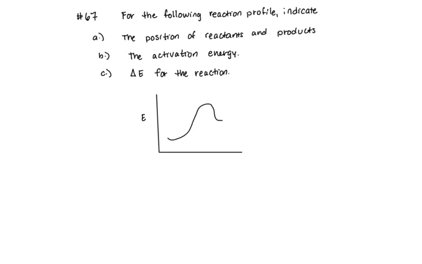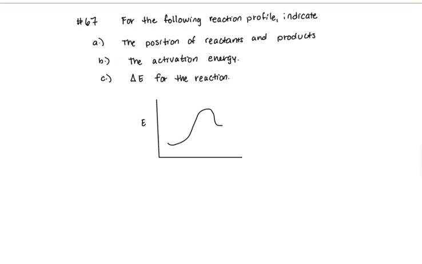All right, so we're going to be looking at question number 67 from Zumdahl, and this is covering chapter 12 on chemical kinetics. So this one's quite fun and simple to understand. The question is giving us a chart, and then we have to figure out a couple of things. So it says for the following reaction profile, indicate A, the position of reactants and products, B, the activation energy, and C, the delta E for the reaction.